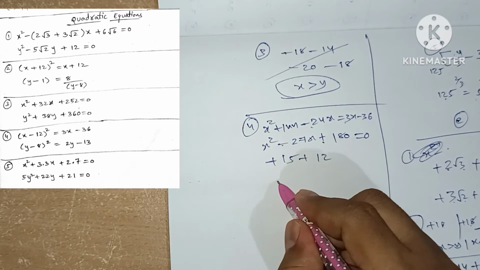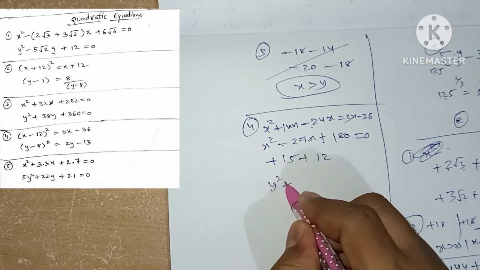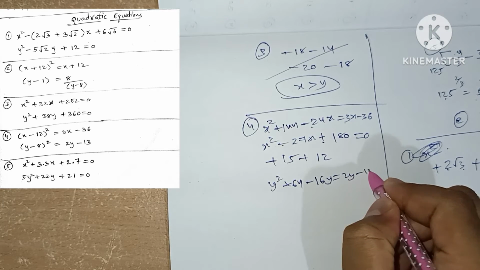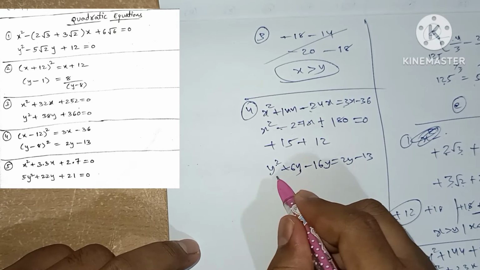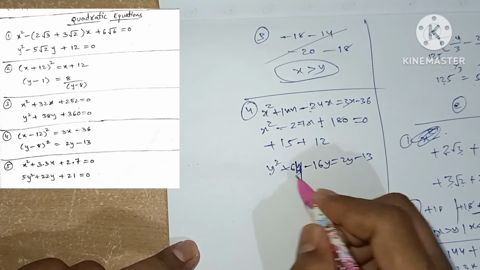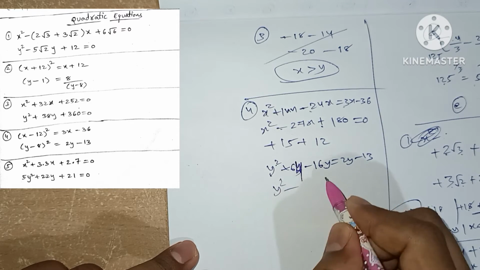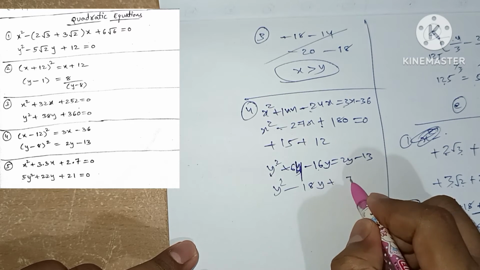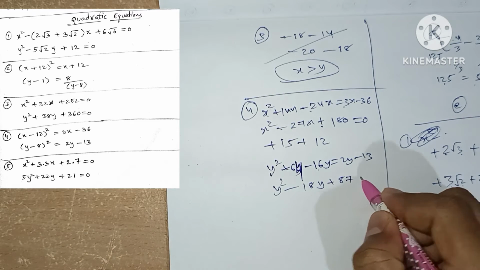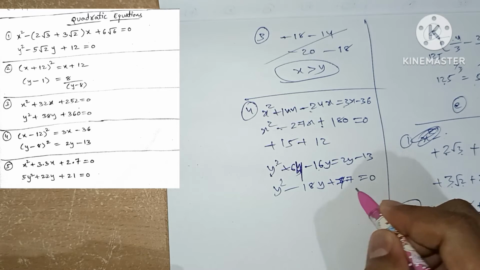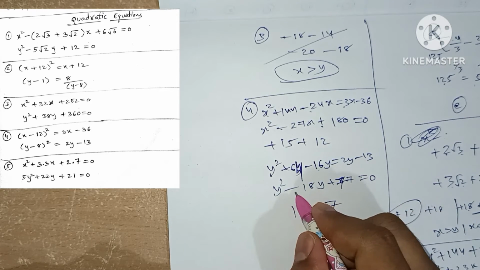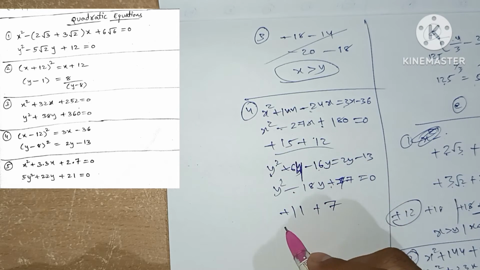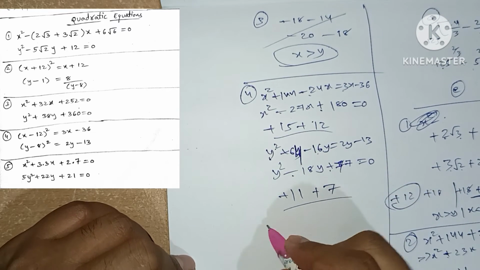Now the second equation is y² + 64 - 2 times 8 times y, which is 16y, equals 2y - 13. So what we have is 64. Okay, y² - 18y + 77 = 0. So 11 times 7 will be 77. Minus and plus means both the roots are positive. Now by comparing x and y roots, it is clear that x is greater than y.